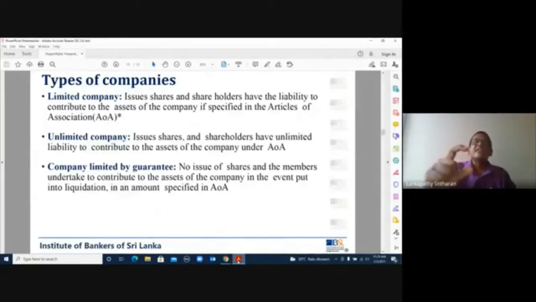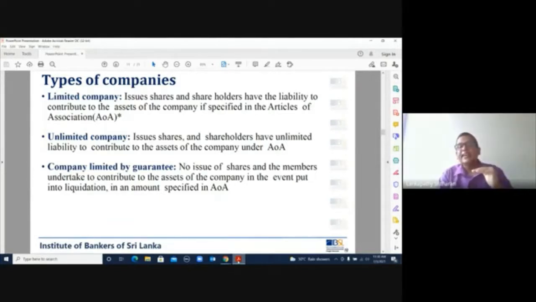So what is the difference between the limited company and the unlimited company? If a limited company fails, the shareholders have the liability to contribute up to the value of their shareholding. But if it is an unlimited company, the shareholders have unlimited liability to contribute to its debts and losses. In a company limited by guarantee, there is no issue of shares, and the members undertake to contribute to the assets of the company in the event it goes into liquidation, in an amount specified in the articles of association.